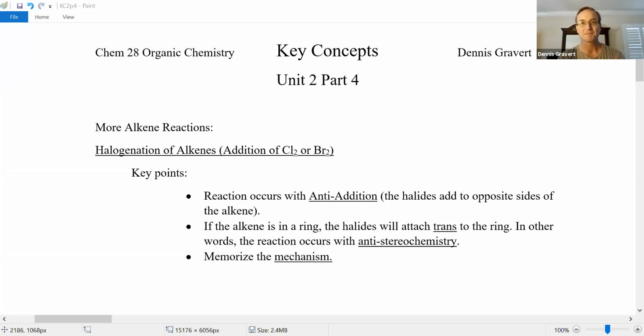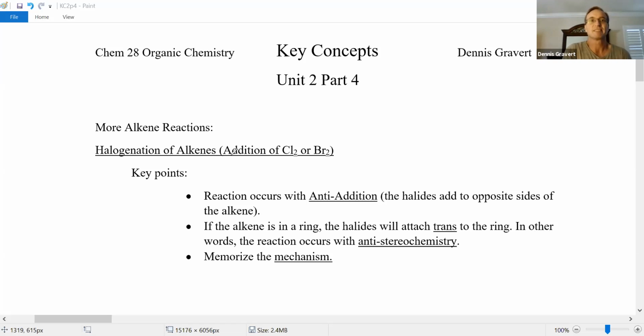Hey, let's do some alkene reactions. We are in Key Concepts, Unit 2, Part 4, and we already did this first reaction, but let's just highlight it one more time. It's a nice quick mechanism that's going to be similar to some other reaction mechanisms we'll see in this video. Okay, so Key Concepts, Unit 2, Part 4 begins with the halogenation of alkenes.